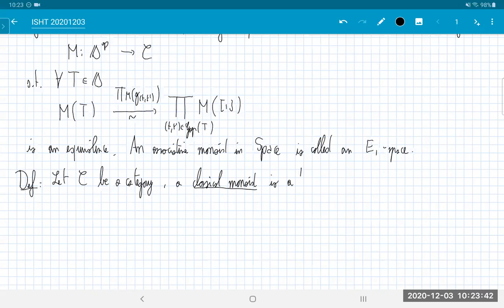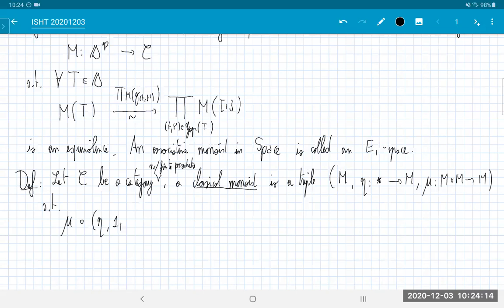Is a triple (M, eta, mu), sorry, a category with finite products, a map eta from the terminal object into M, and a map mu from M times M into M, such that mu is associative and unital, by which I mean mu composed with (eta, the identity).